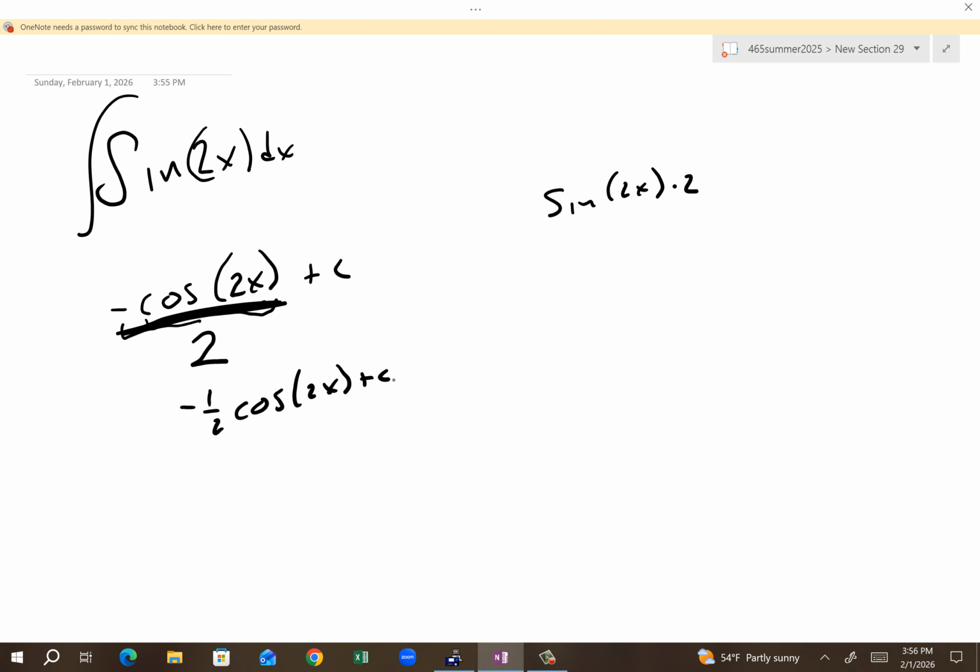Now, we'll talk more about how to come about that as opposed to just thinking about it. We'll do a lot more of it later on. It's actually pretty straightforward when you think about it.